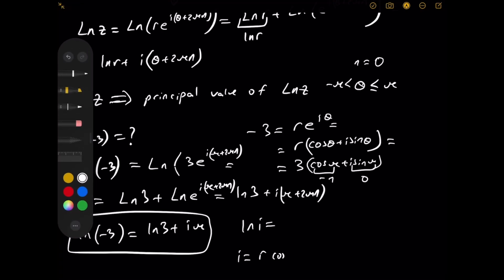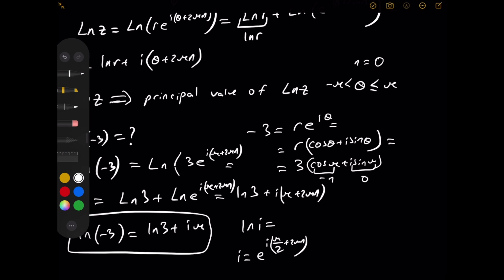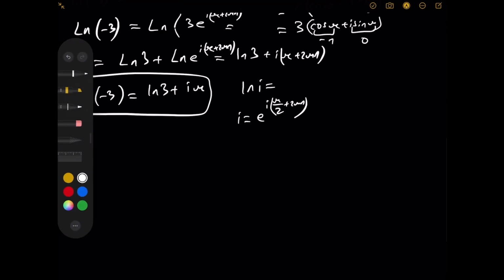So I is just equal to e to the power of I pi over 2, and if you now take its, well, we can also add this one, I guess. So if I take the ln now, let's just give us more room. ln I is going to be then I pi over 2 plus 2 pi n. So if we consider the principal value, it's going to be I pi over 2. It is also an imaginary number, as you can see.